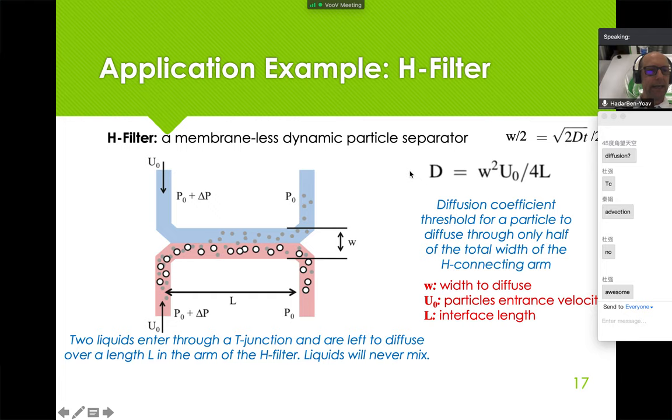Again, D is the threshold. If you want to separate two particles, we need to have one particle with a coefficient higher than D, which will diffuse much faster and therefore transfer to the upper channel, and another particle smaller than D that will not be able to pass all of W over 2, or half of the channel.